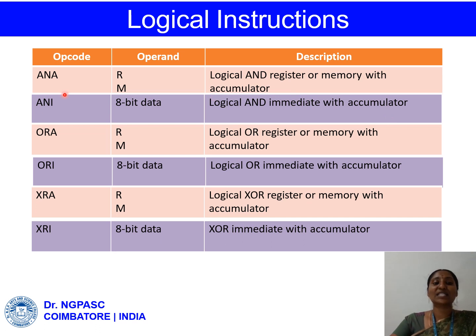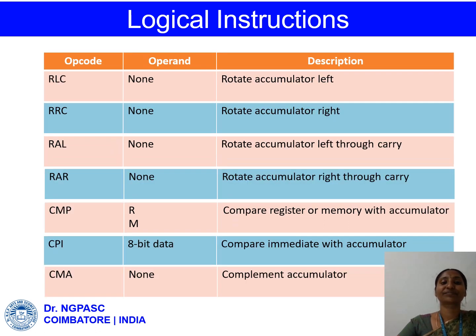So here are the logical instructions for AND, OR and XOR. ANI is logical AND immediate with accumulator. ORA is logical OR with memory. ORI is logical OR immediate with accumulator. XRA is logical XOR of memory or register with accumulator. XRI is the immediate one with accumulator.